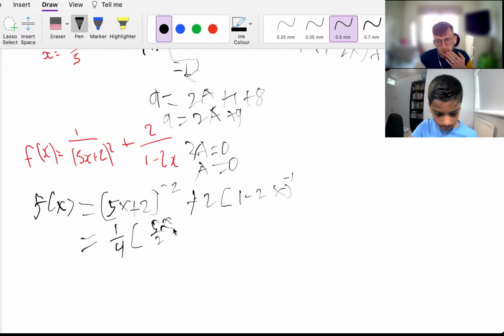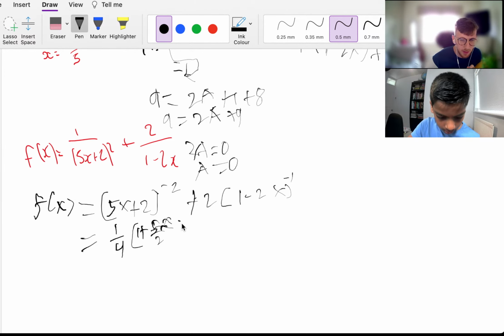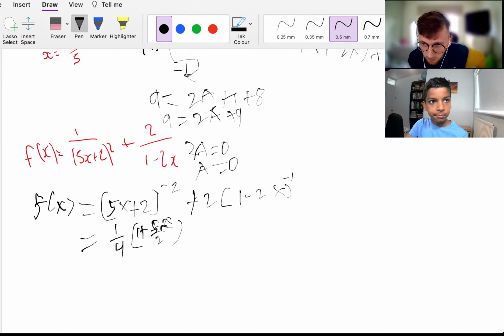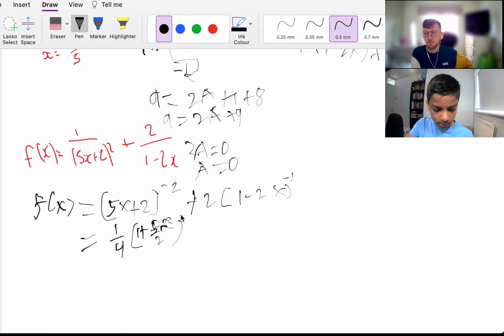5x. Yeah, maybe write it as 1 plus. Yeah, keep it consistent, because our formula is always 1 plus x, 1 plus bx or whatever. Yeah, and that times minus. And just explain where the quarters come from?